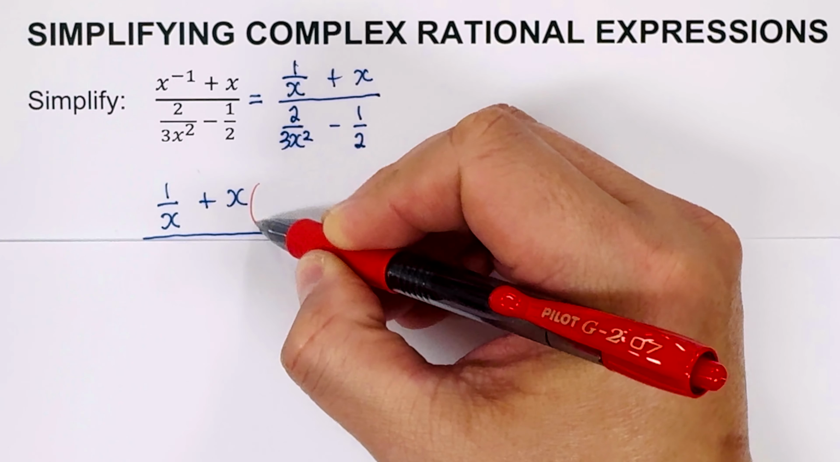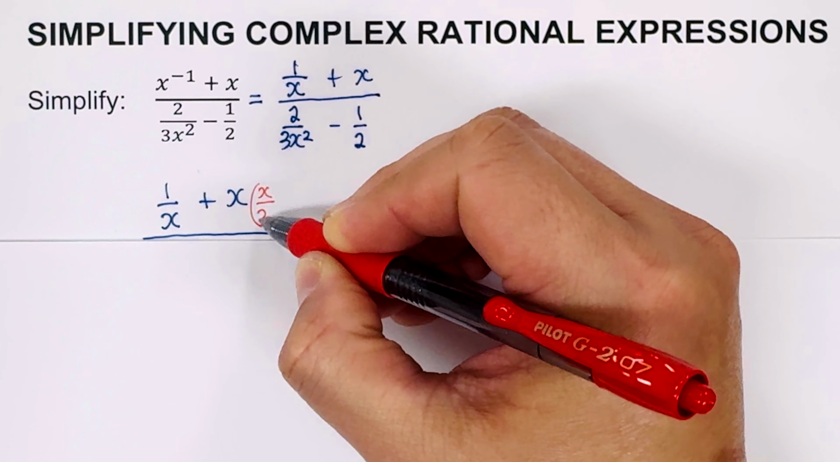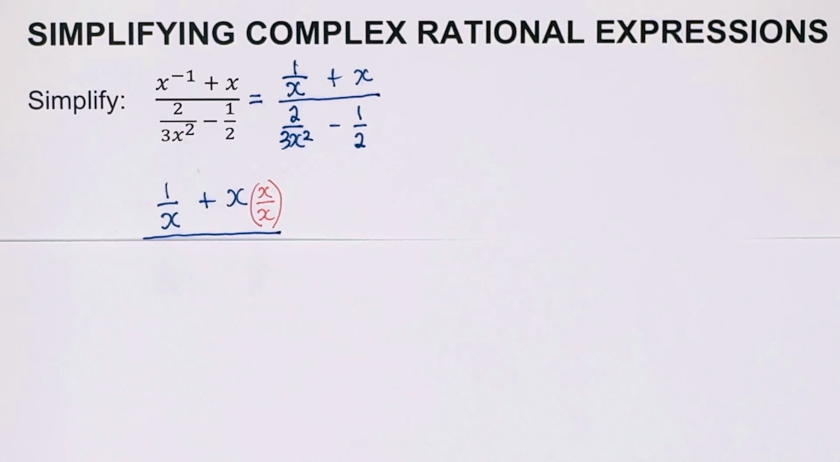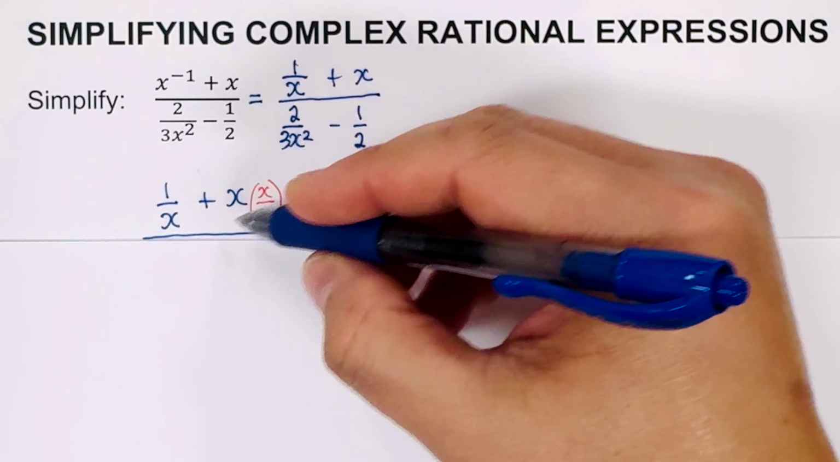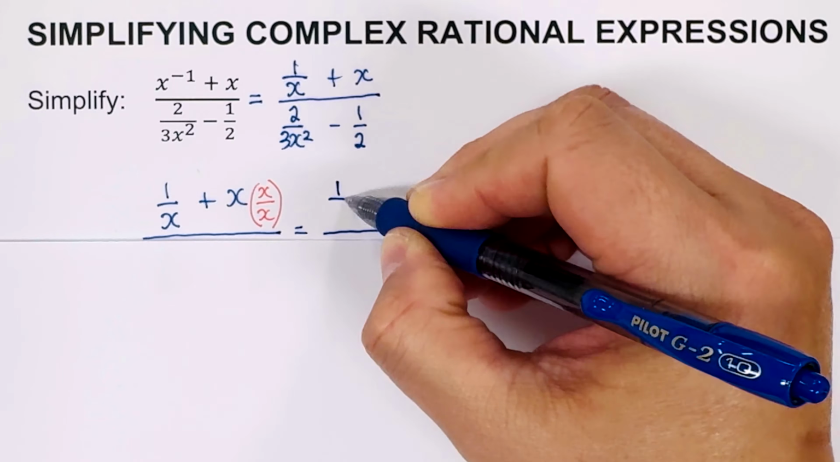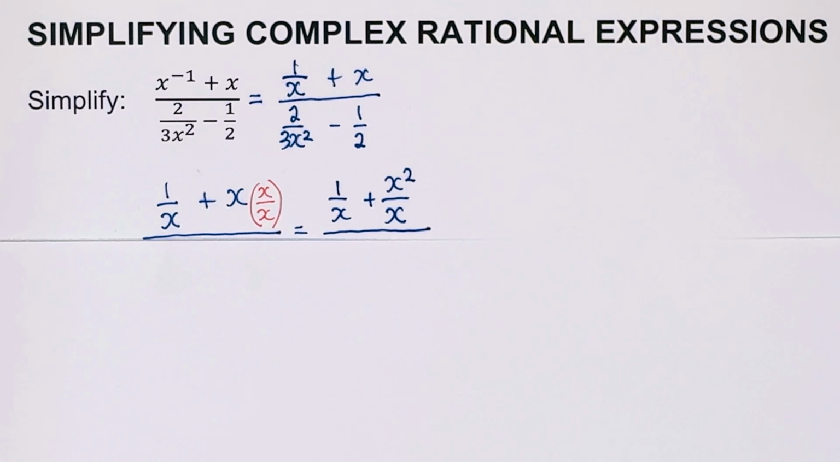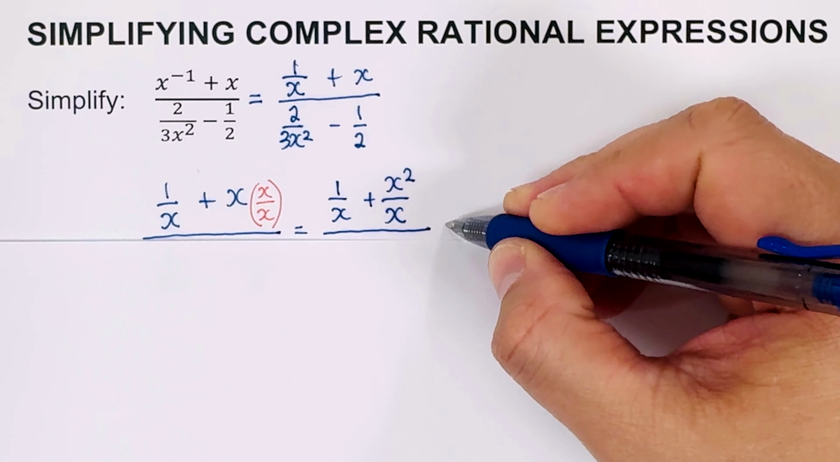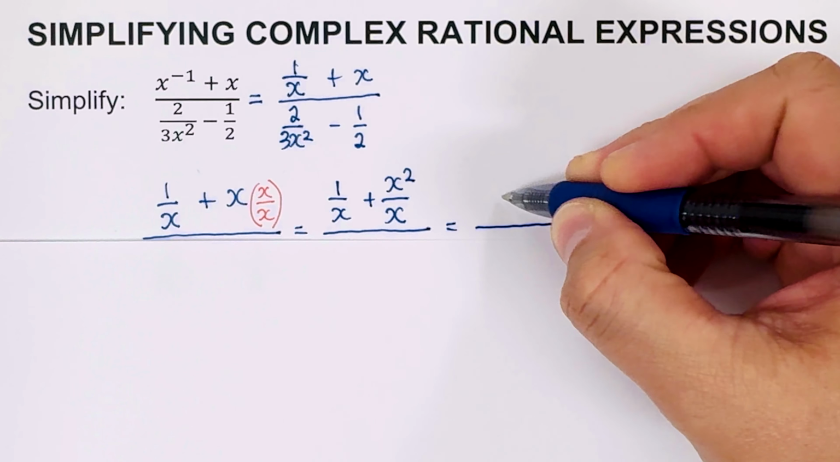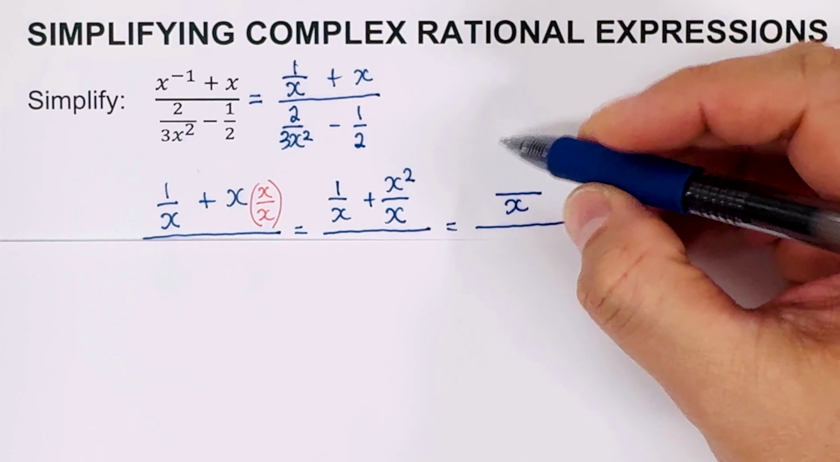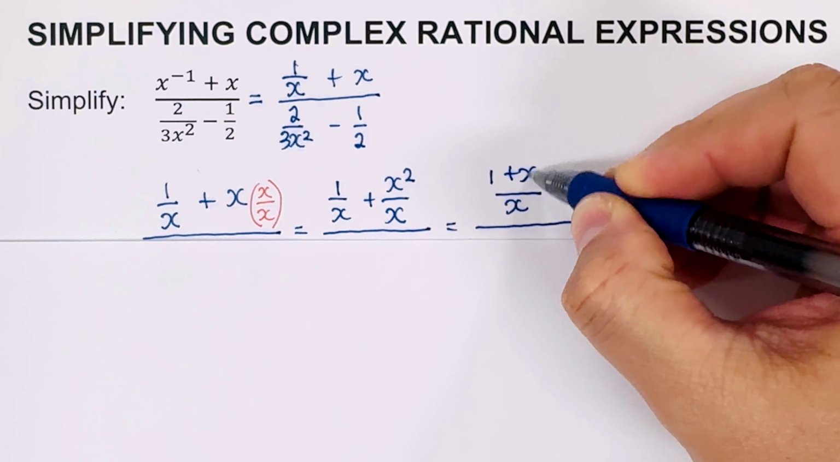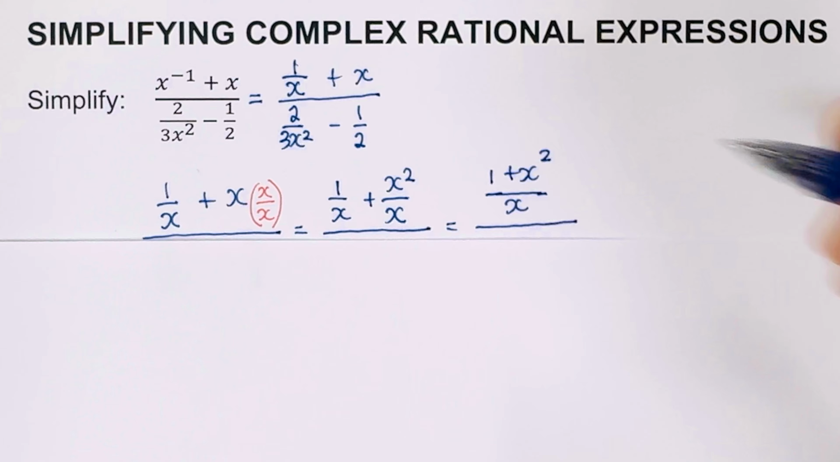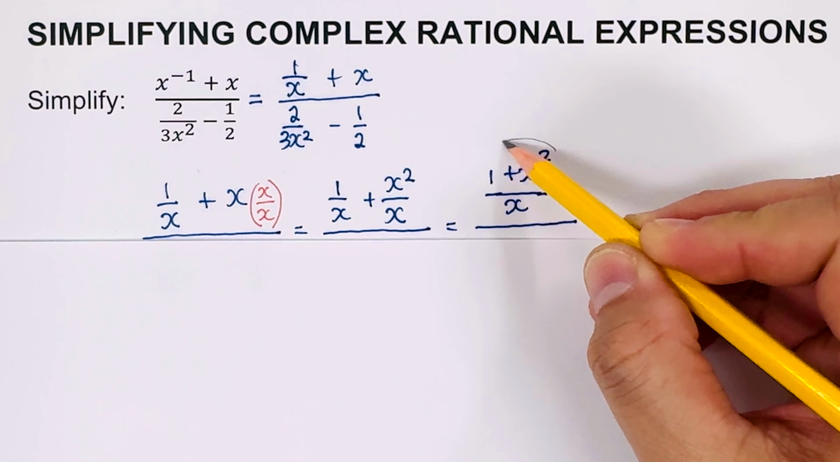I am going to multiply the second term by 1 in the form of x over x. So this numerator will come out. If you notice, we already have the same denominator, so we can go ahead and add them together. We're going to collect the common denominator, which is x. So that would be 1 plus x squared. This is the simplified version of the numerator.